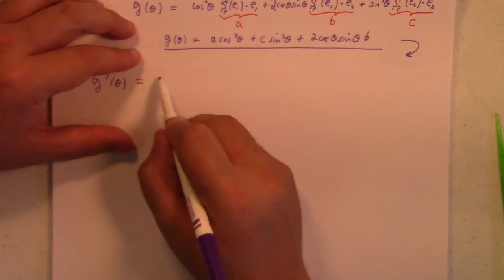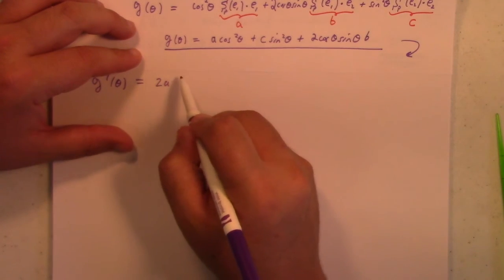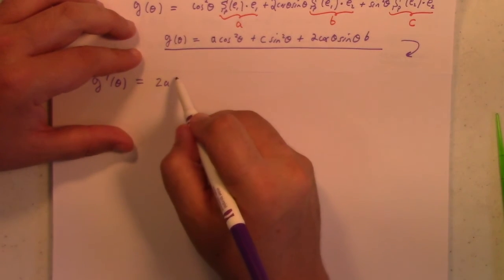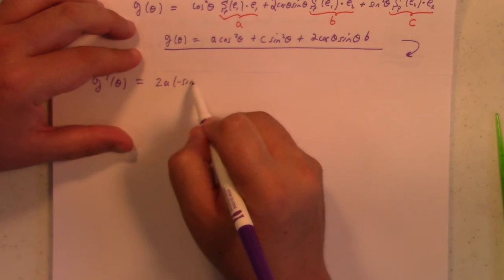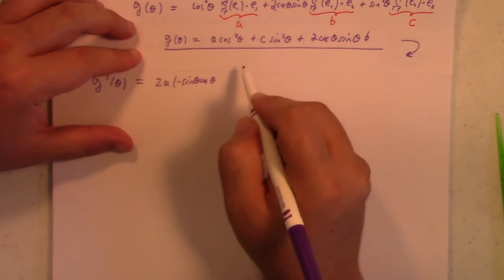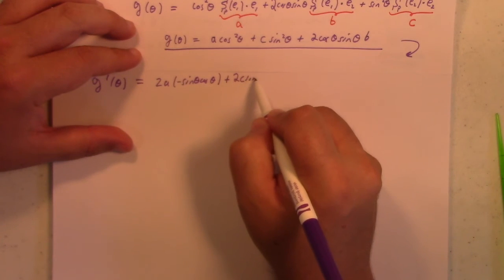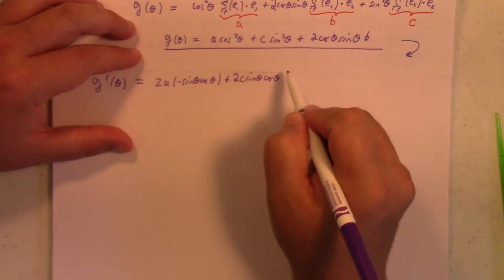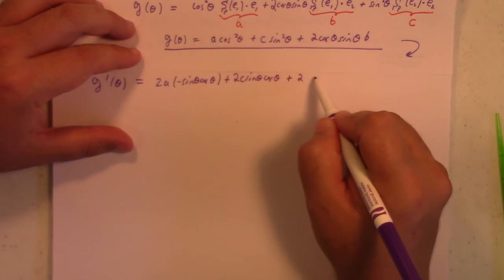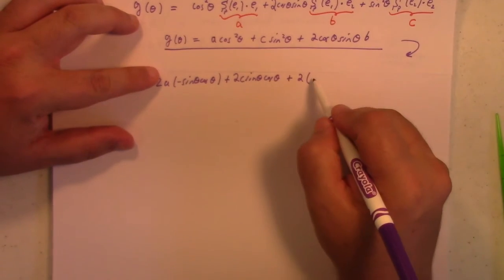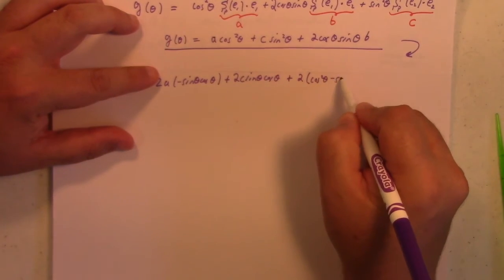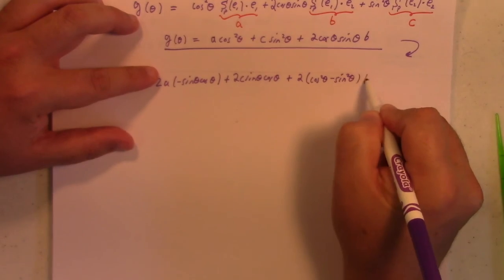And so that's going to give me 2a minus sine theta cosine theta, plus 2c sine theta cosine theta, plus 2, and then this differentiates to cosine squared theta minus sine squared theta, all times b, right?